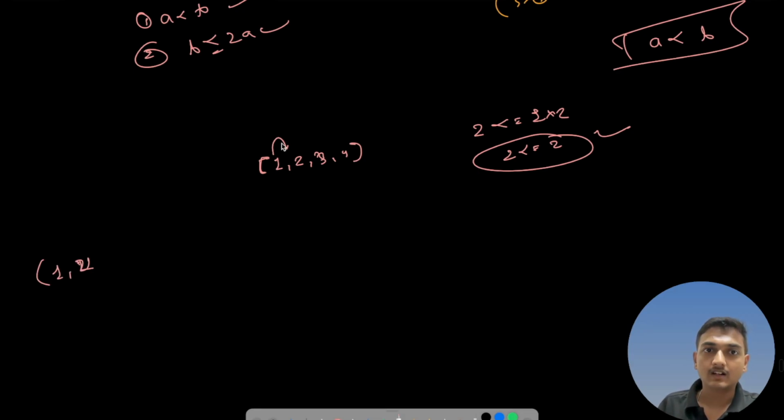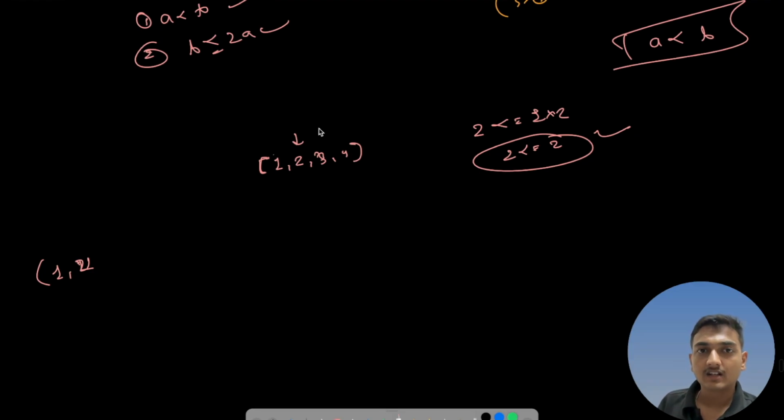Now I will check for 1 comma 3. Is 3 less than or equal to 2? No, it's not a perfect pair. So I will stop. Why will I stop? Because 1 comma 3 is not working, so 1 comma 4 will not work either. This is again a brute force way, but that will definitely help us bring out an optimal solution. What is the next thing? I can start from 2.